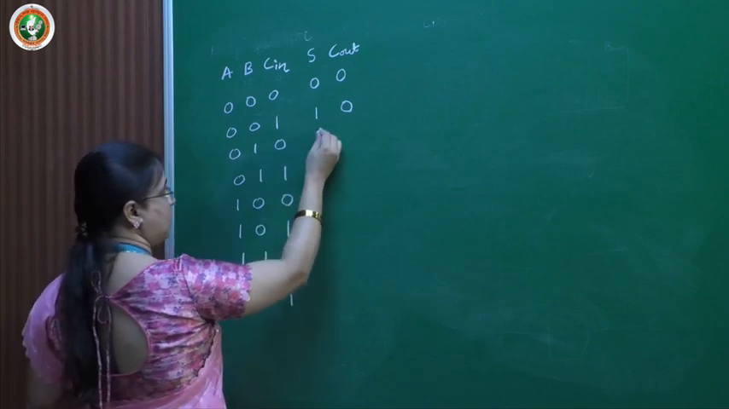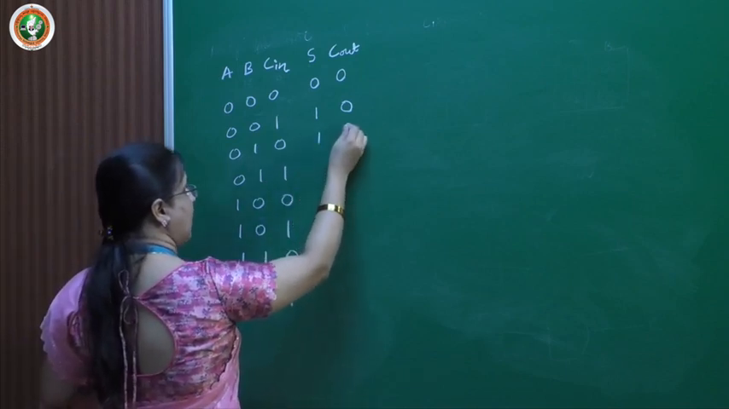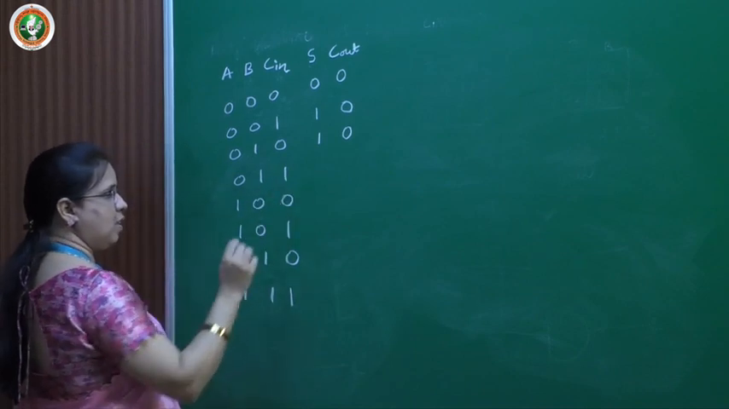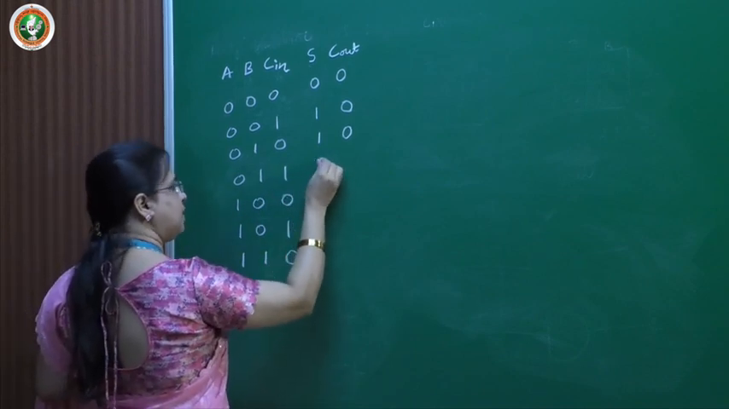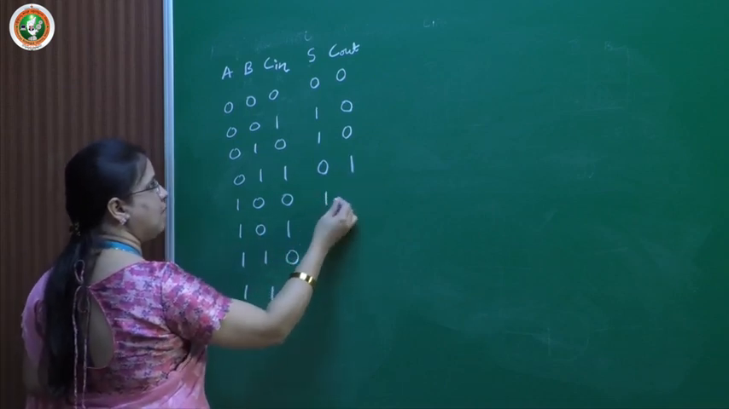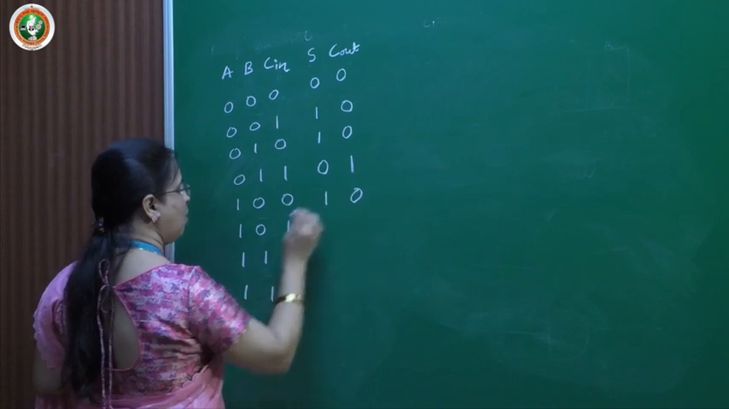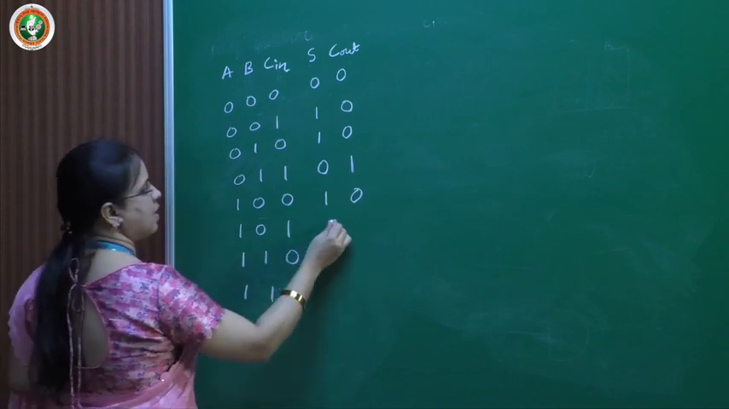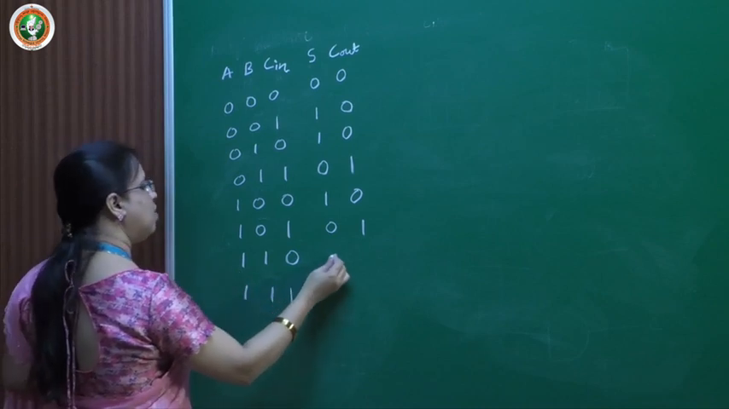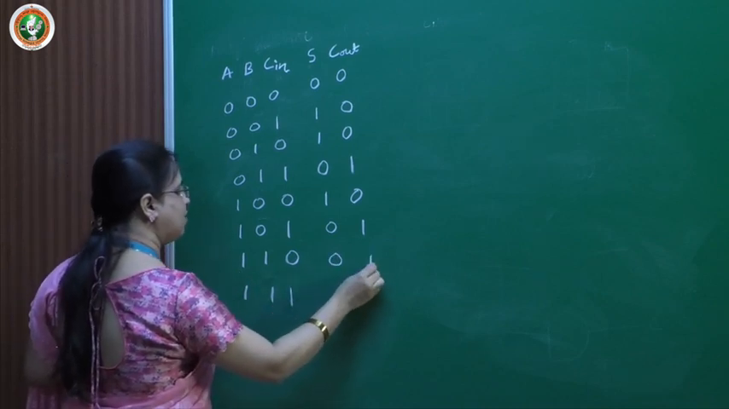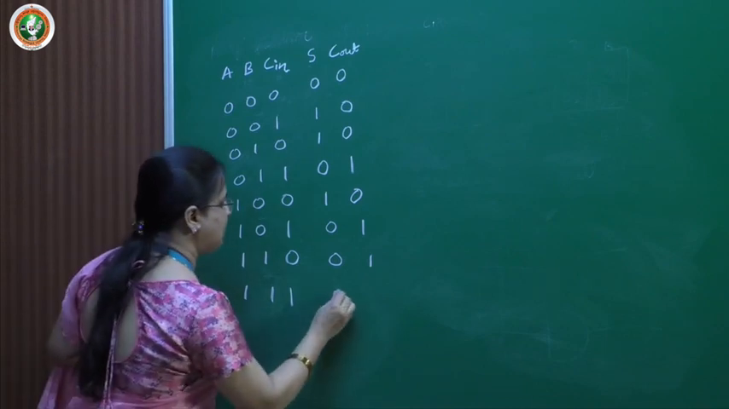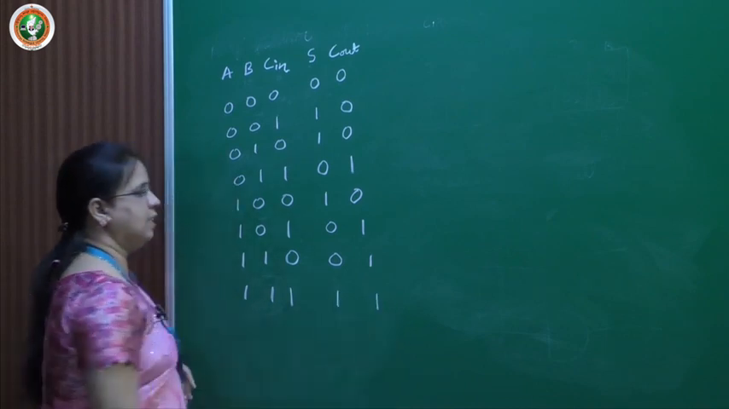So, 0 1 0, sum is 1, carry is 0. 0 1 1, as I said, 2 1s means sum will become 0, carry will become 1. 1 0 0, sum is 1, carry is 0. Again 2 1s, sum is 0, carry is 1. 1 1 0, sum is 0, carry is 1. And finally, when we have 3 1s, yes, sum is 1 as well as carry is 1.